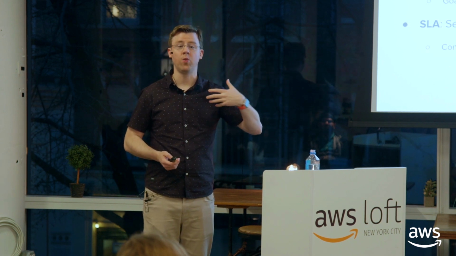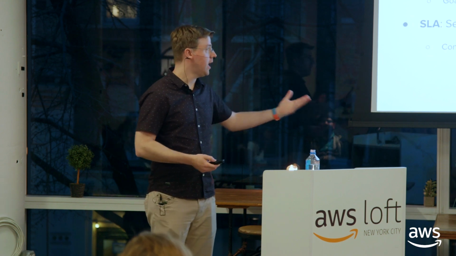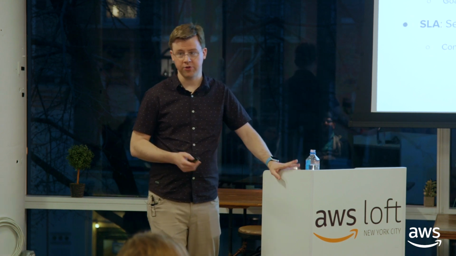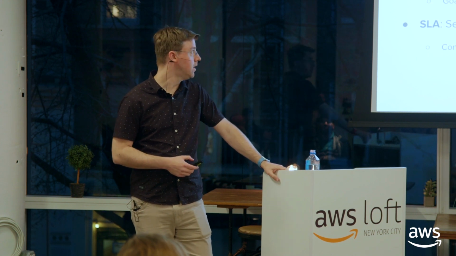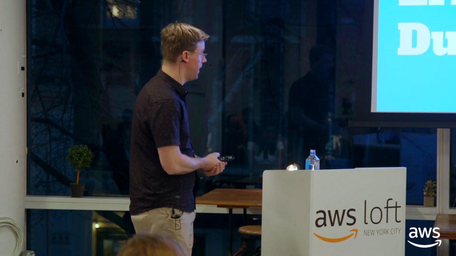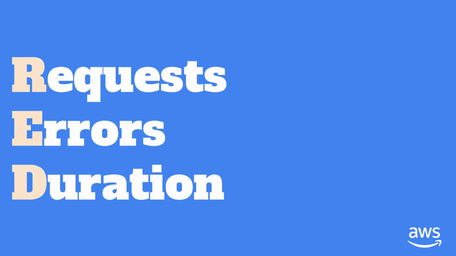The objective is the goal we have set for it, and the agreement is a legal obligation usually that we have with someone else, or at least a promise that we've made to them. So how do we choose them? What do we use for that? Well, luckily, there's a fellow by the name of Tom Wilkie who came up with this thing called the RED method. So this stands for requests, errors, and duration.